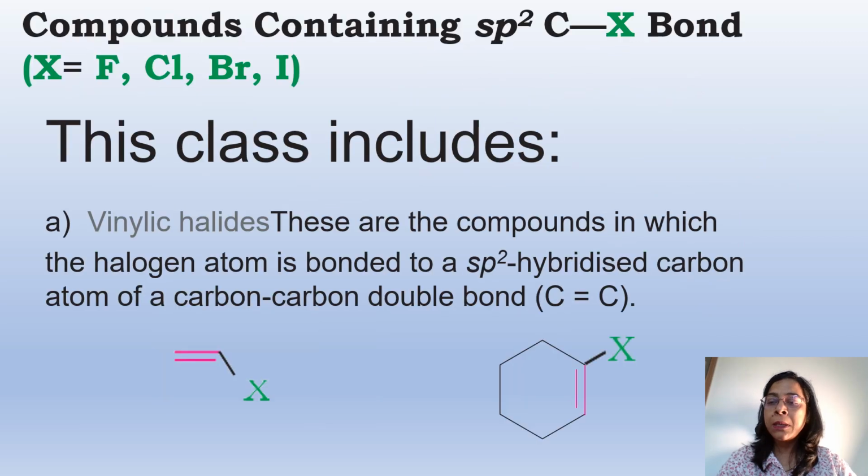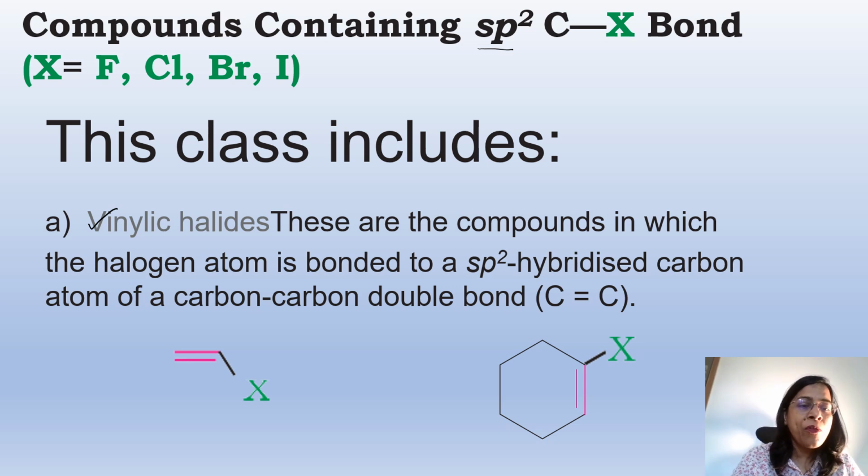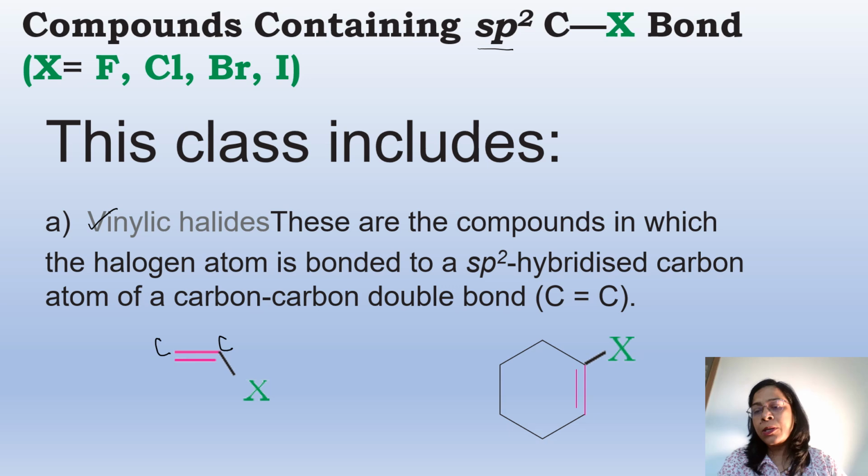Now, by now I think everybody is clear with what sp3 hybridization in carbon is. Then we'll quickly look at sp2 hybridized carbon to which the halogen is attached. Now, the first class of this compound is vinylic halide. What are vinyls? Let us take a quick review. This is a carbon, this is also carbon. There is a double bond between these two carbons, and to it this X is attached.